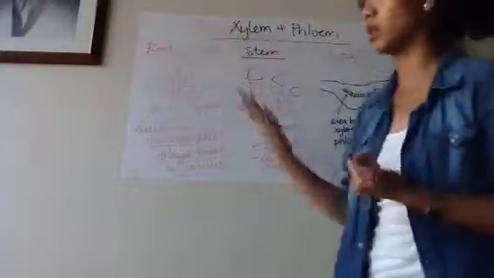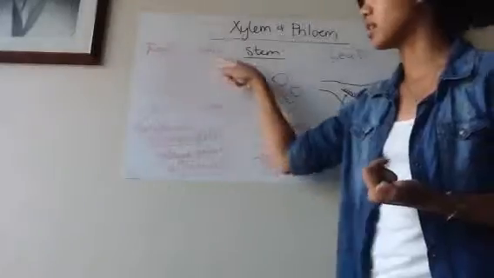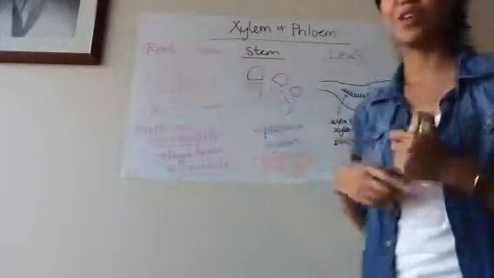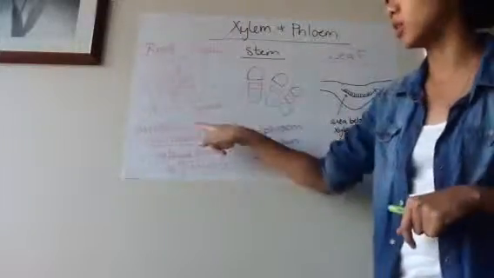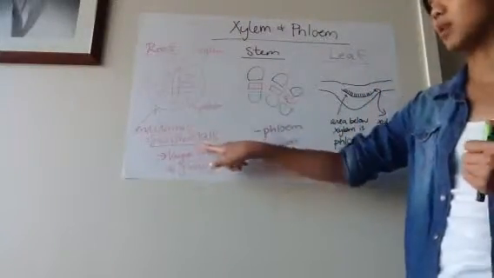So with the root, very easy. You'll see a cross, that's the xylem. The circles surrounding it are the phloem. And then what surrounds both the xylem and the phloem is the endodermis, and the endodermis contains meristem cells.